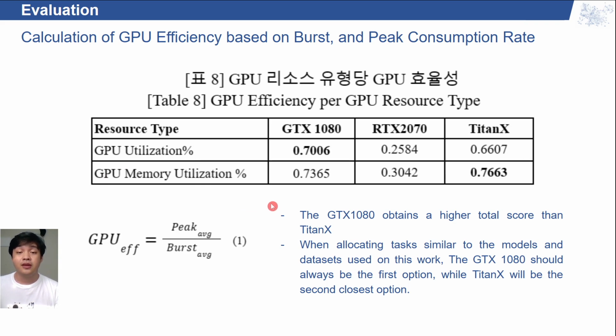However, when we are trying to allocate based on GPU efficiency, we will try to combine these scores together, and GTX 1080 obtains a higher total score than Titan X, which also means that when allocating tasks similar to the models and datasets used in this work, the GTX 1080 should always be the first option, while Titan X will be the second closest option. And for the RTX 2070, we can see here that the scores are really low due to the bottleneck issue that we have encountered.